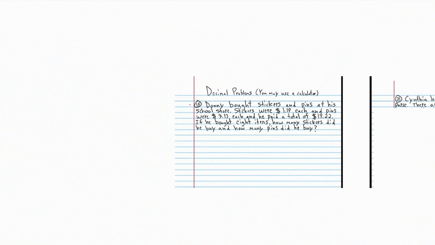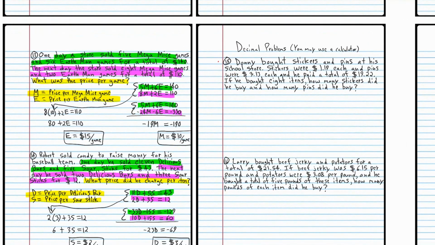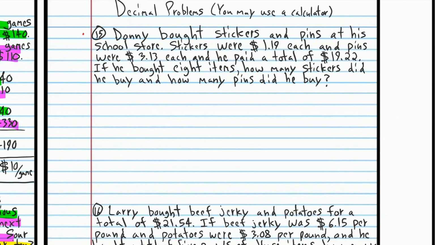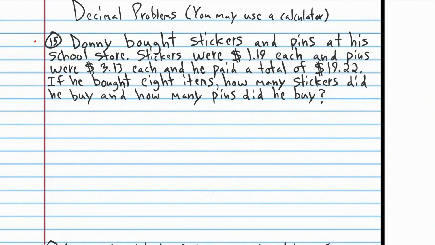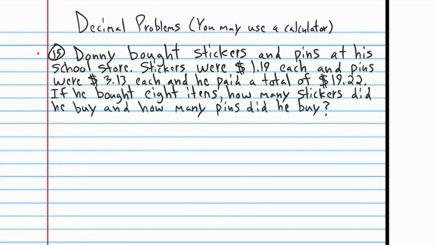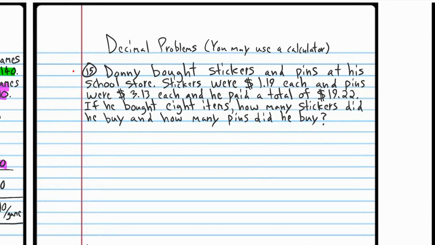So again, the difference is that in the first problems we did, we were looking for numbers of things. And in the last 4 problems we did, we were looking for the price per thing. Now we're going to go on to the same types of problems. There's no difference whatsoever, except we're using decimals now. We'll do this first one together.